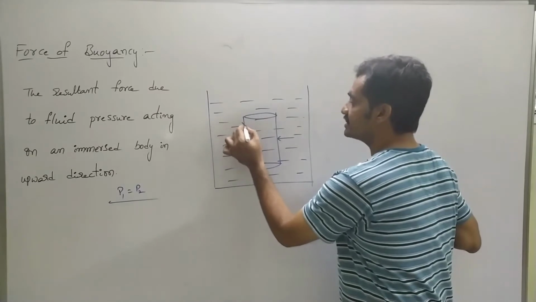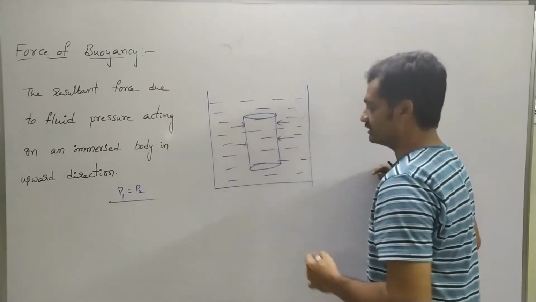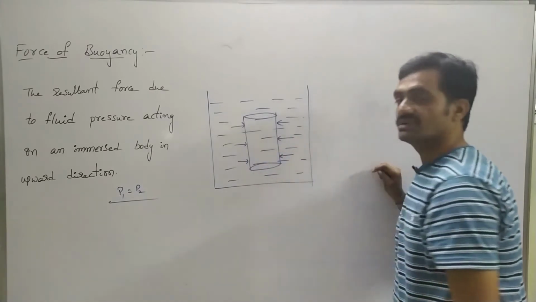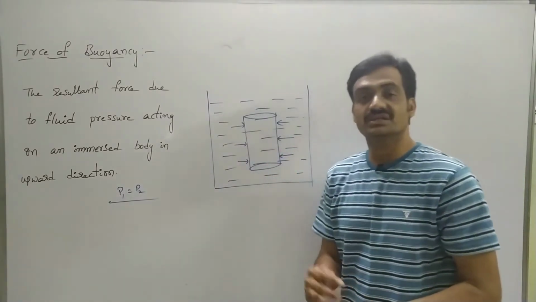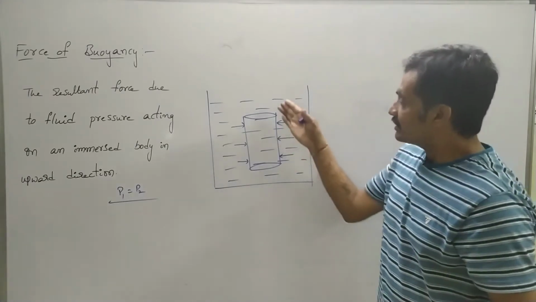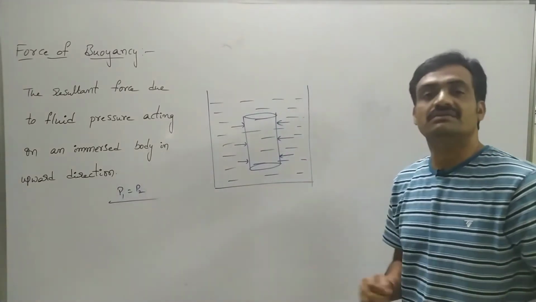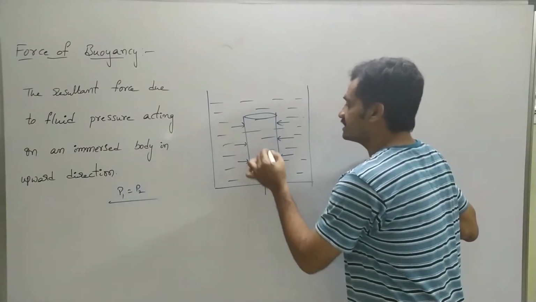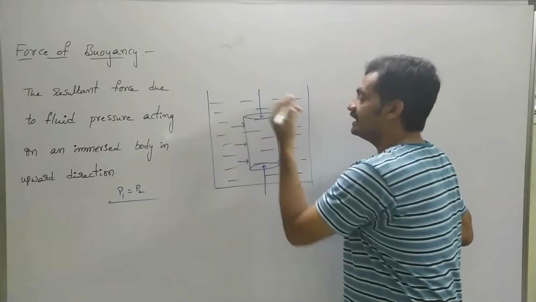Similarly, we can represent pressure at this point is equal to pressure at this point, and pressure at this point is equal to pressure at this point. Means along the horizontal the pressure remains the same on a body. Now we are going to represent the pressure along the vertical. For this we consider 2 points, 1 and 2.